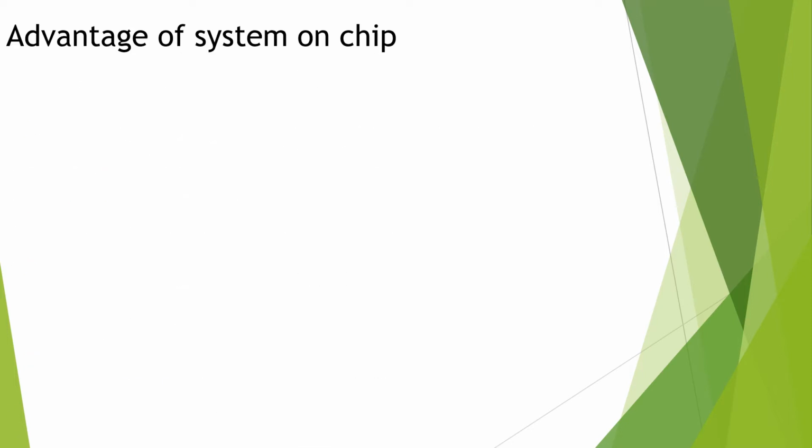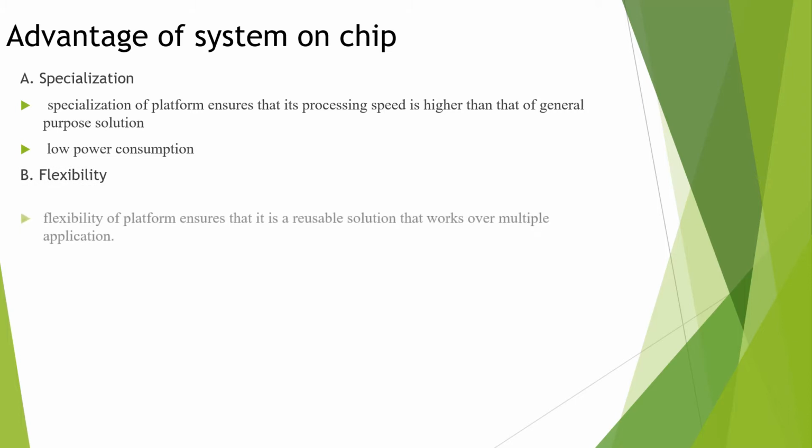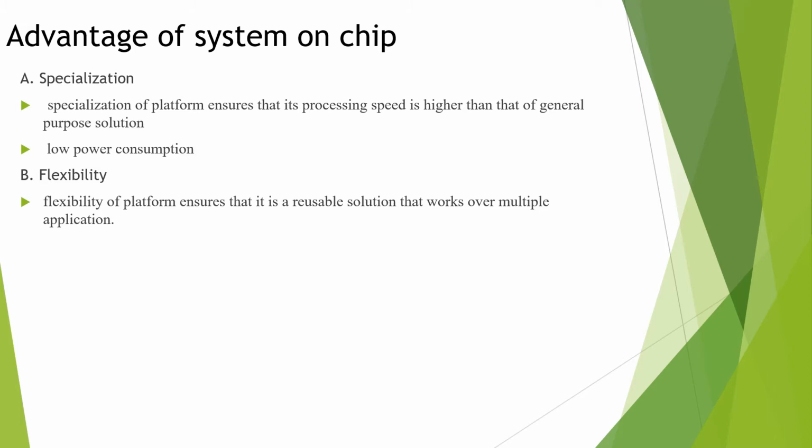Advantages of system on chip. There are two advantages of system on chip: specialization and flexibility. What is specialization? Specialization of platforms ensures that its processing speed is higher than that of a general purpose solution, with low power consumption. Flexibility of a platform ensures that it is a reusable solution that works over multiple applications, cost per application decreases, and system on chip itself becomes cheaper.